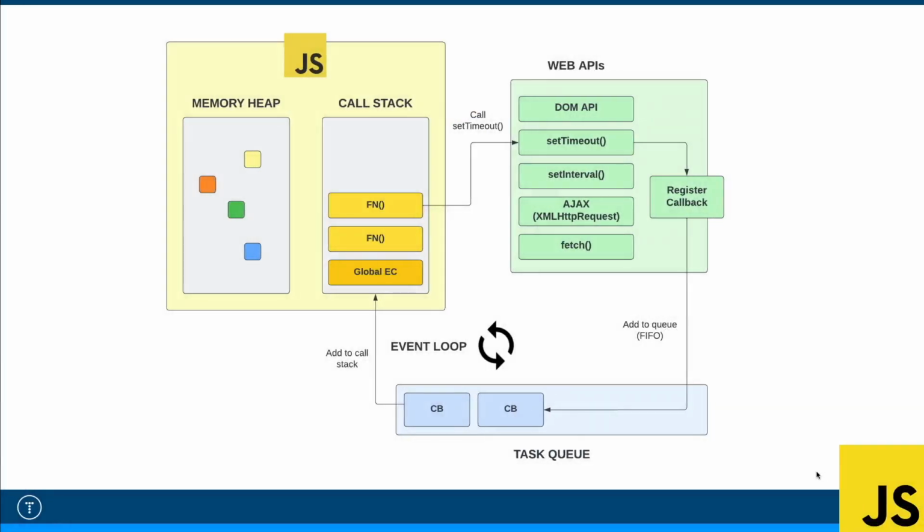Now I'm going to show you a diagram that can be a little overwhelming at first, but I'm going to break it down for you a little bit. This yellow box here represents the JavaScript engine, or when I say JavaScript at its core, or the core language, this is what I'm talking about. And this includes the call stack, the functions on the call stack, the global execution context, and the memory heap, which includes variables and objects.